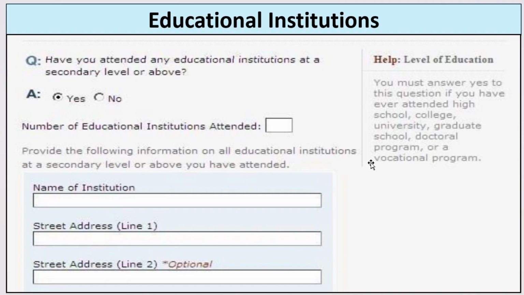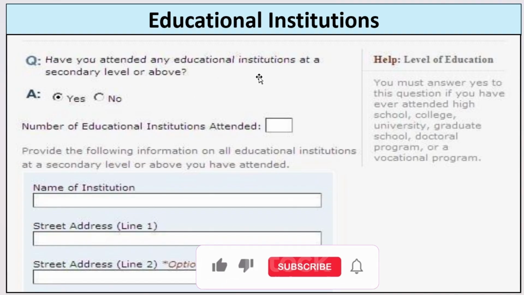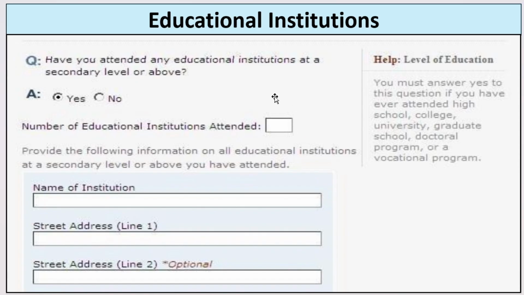Now, let's go to the next one, which is educational institutions. Have you attended any educational institution at a secondary level or above? It is very important right here. When you put the numbers right here, you must put the numbers that you have a certificate or diploma, because you will be asked on the day of the interview for the certificate or diploma. Make sure you add whatever you have, not something you don't have.